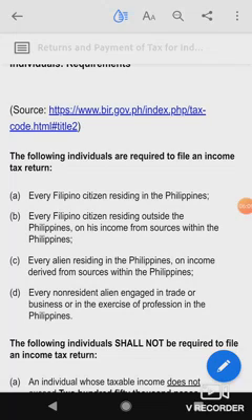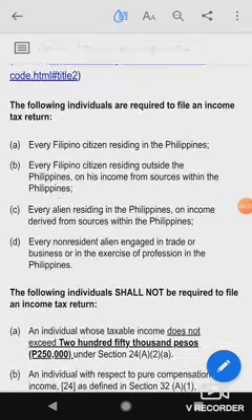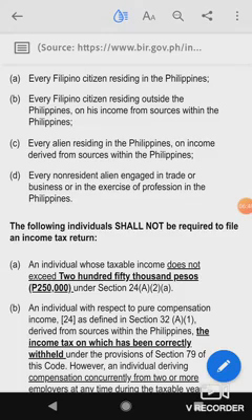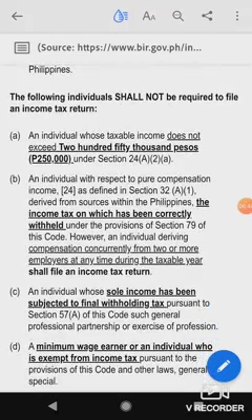Letter A, every Filipino citizen residing in the Philippines. Letter B, every Filipino citizen residing outside the Philippines on his income from sources within the Philippines. C, every alien residing in the Philippines on income derived from sources within the Philippines. And lastly, every non-resident alien engaged in trade or business or in the exercise of profession inside the Philippines. The following individuals listed shall not be required to file an income tax return. Who are they?